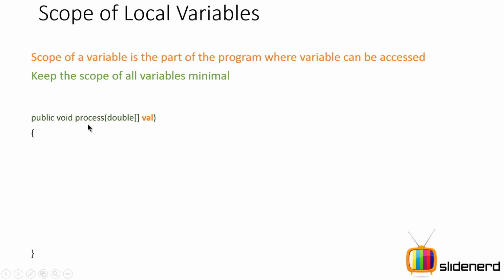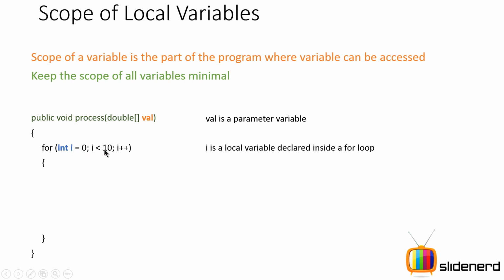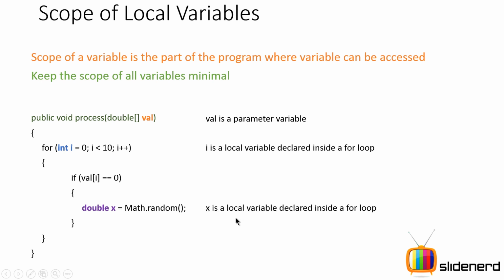Here I have a process method that takes a double array. What the method does and how it works is none of our concern right now. Let's talk about this val variable over here. It's a parameter variable. Inside that I have a for loop. If you notice carefully, there's an int i equals 0, i less than 10, i plus plus, usual stuff that we do all the time. i is a local variable declared inside the for loop. Again, if you see the if condition inside that, if I say double x is Math.random, then x is a local variable declared inside the if condition.